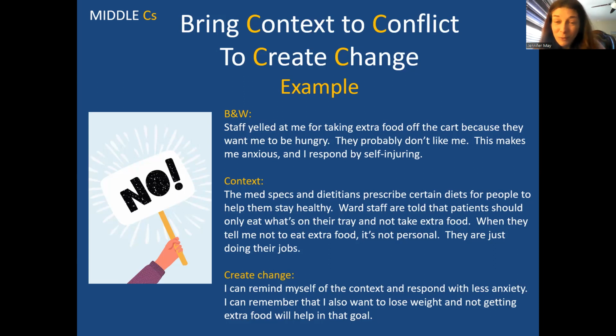And plus, he also had to remember, you know what? I kind of want to lose weight too. That's another part of the context. He's hungry, but he also wants to lose weight. So in the long run, not having that extra tray is actually going to be in line with his goals. So it kind of moderates you when you think about these extra things, rather than just saying, this is targeted at me and the staff don't like me and they want me to be hungry.